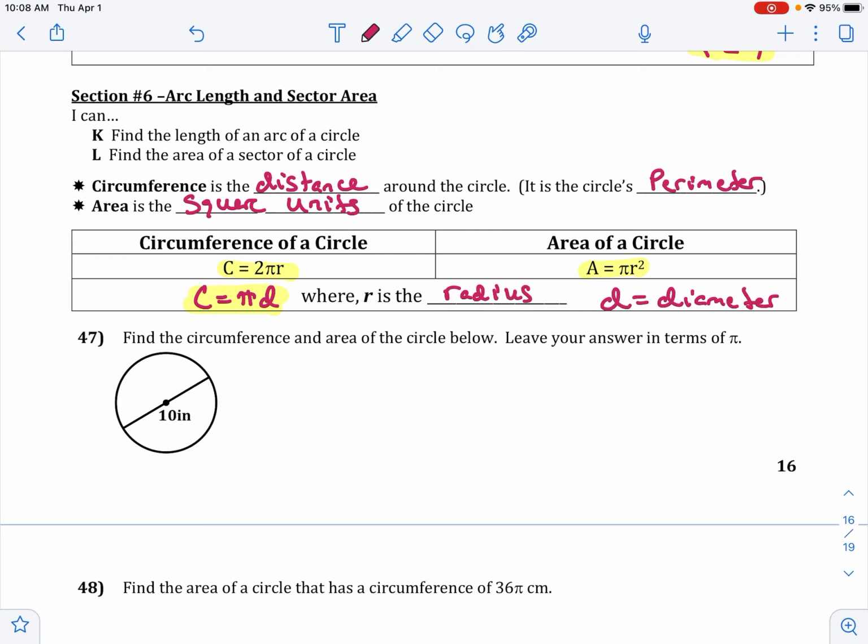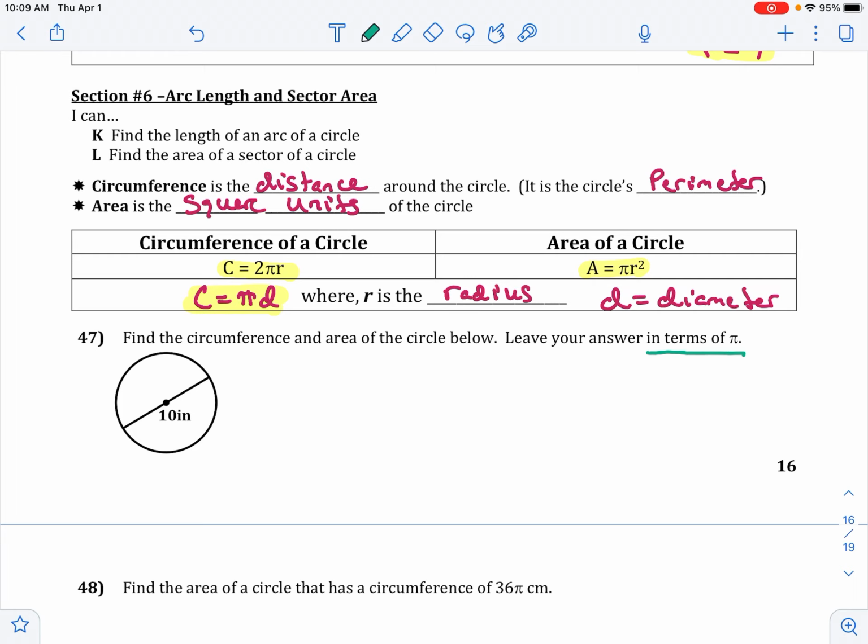So you choose which formula to use, and then pay attention to how they want you to leave your answers. Some of the questions are like number 47, where it says find the circumference and the area of the circle, and then it says leave your answer in terms of pi. A lot of our answers today will be in terms of pi, which means we're not going to be multiplying by 3.14 or the pi button on your calculator.